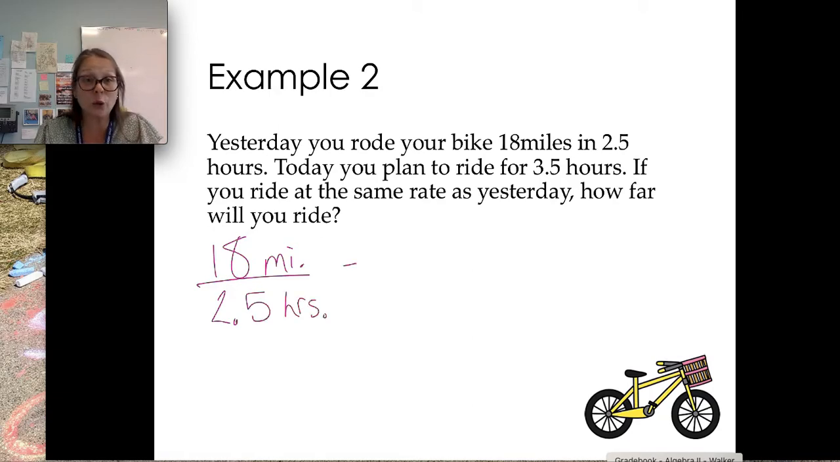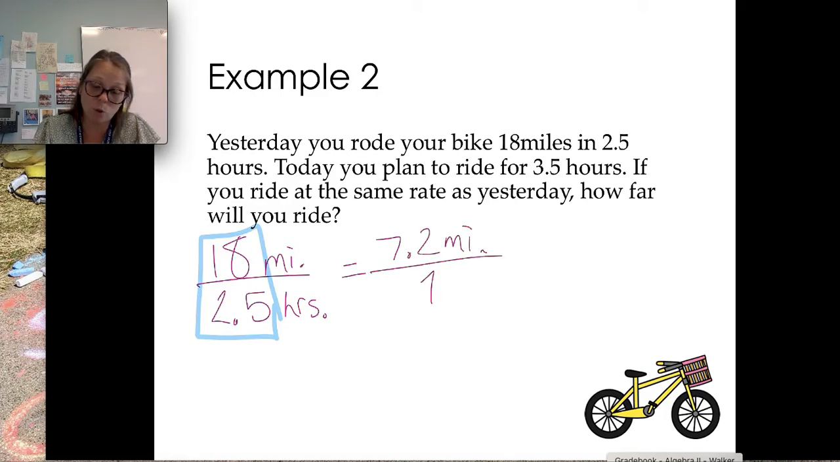If we find our unit rate, something that we learned about in the first lesson, we divide the 18 by 2.5, and we get a unit rate of 7.2 miles for every 1 hour. So that's our unit rate. That's how fast we're traveling per hour.